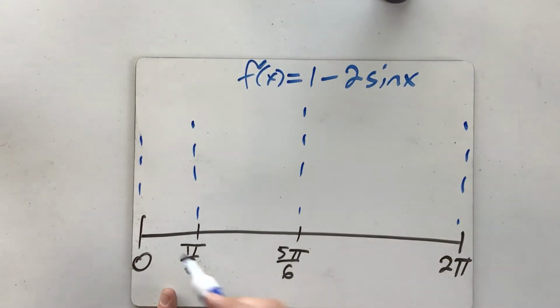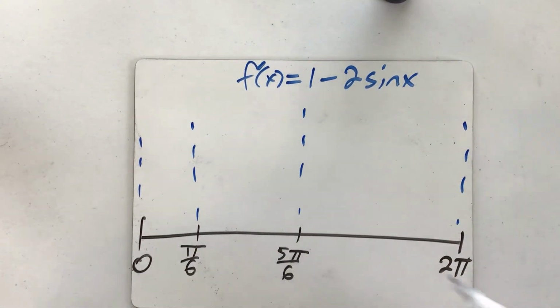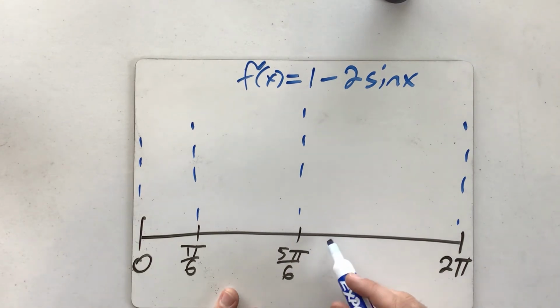3 sections on our graph. We have to check this section, and this section. So I have to pick something between 0 and pi over 6. That's a little bit of a mess. Let's go from right to left. That'll be a little bit easier. So let's pick something over here. Let's pick pi. Pi is a nice number.